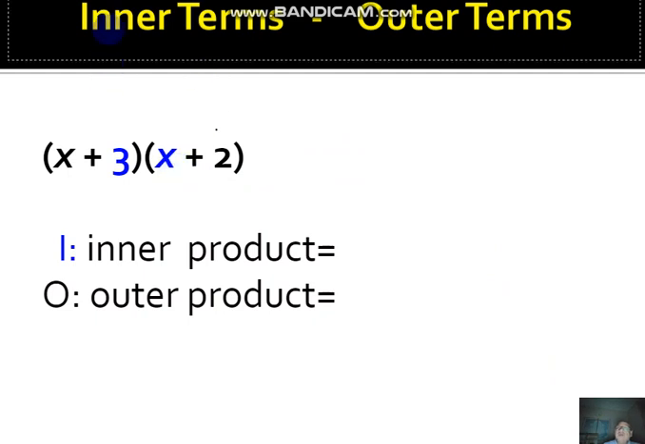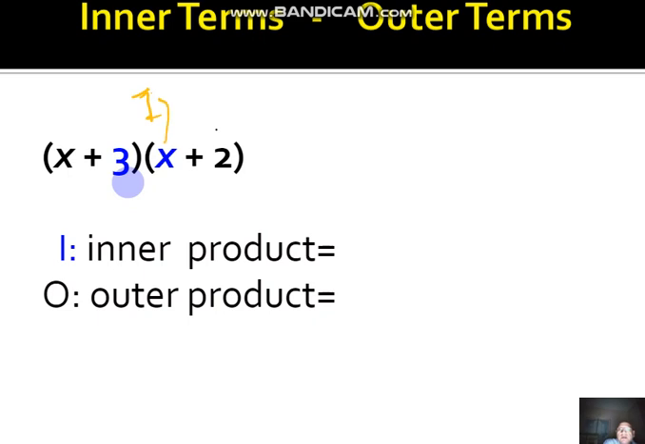We need to know what the inner terms are and what the outer terms are. The blue color here, 3 and x, is the inner terms. To find the product of the inner terms, I'll multiply 3 times x. This is the inner term. And 3 times x equals 3x.